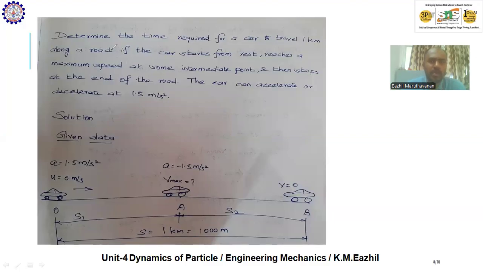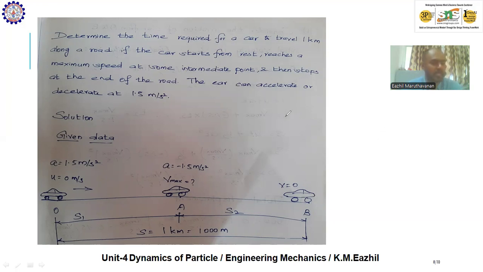Determine the time required for a car to travel 1 kilometer along a road. The car starts from rest and reaches the maximum speed at some intermediate point, then stops at the end of the road. The car can accelerate or decelerate at 1.5 meter per second square. That is the question given.